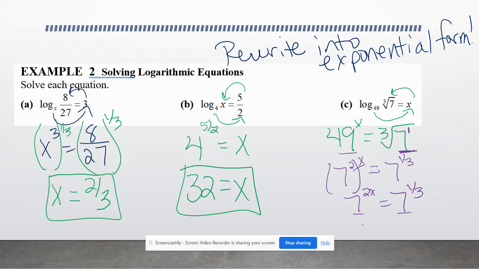Now that these are same bases, we can say 2x is equal to 1/3. Divide by 2 on both sides. 1/3 divided by 2 is 1/6. And so x is 1/6.